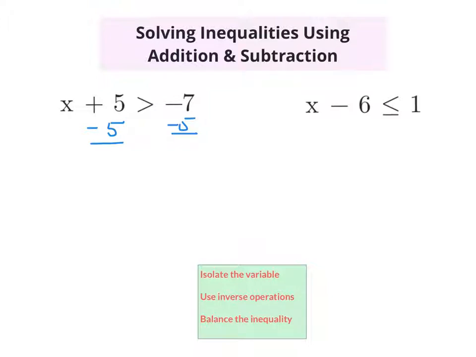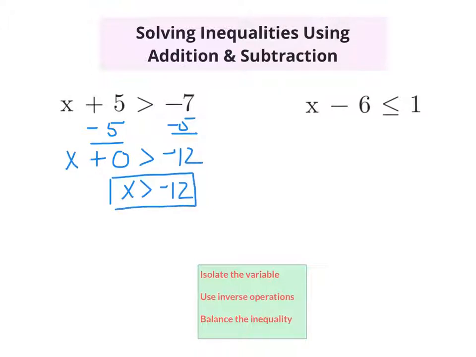And I'm going to clean up my equation now. I bring down the x plus a 5 plus a negative 5, or 5 minus 5 is 0. I bring down my greater than symbol, and negative 7 plus negative 5 is negative 12. And now I'm going to drop the 0, so all I have left is my solution to my inequality, which is x is greater than negative 12.